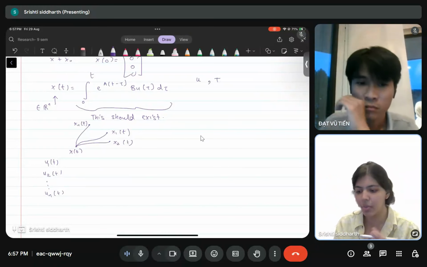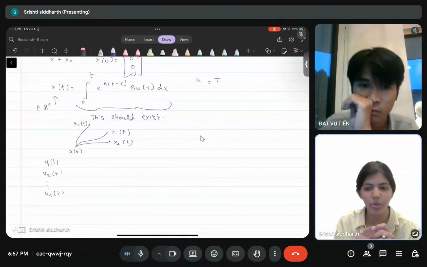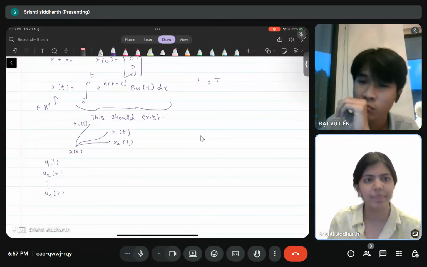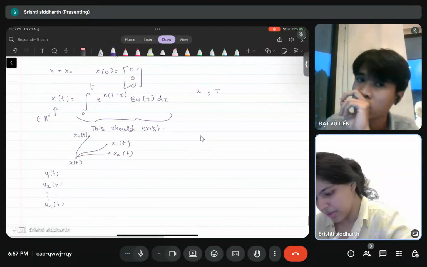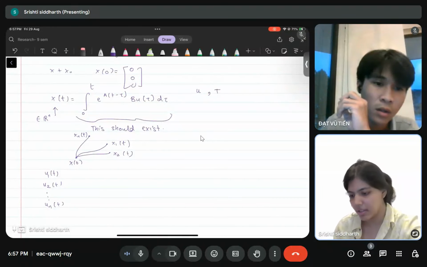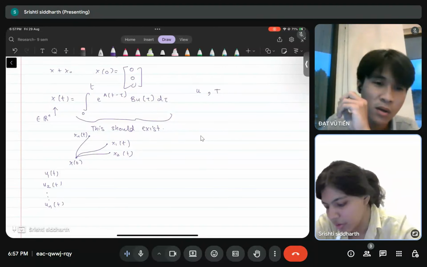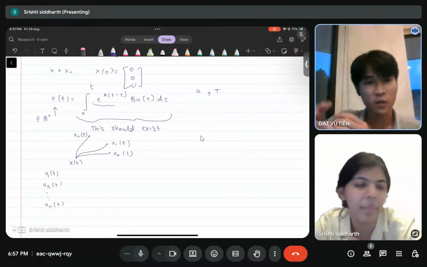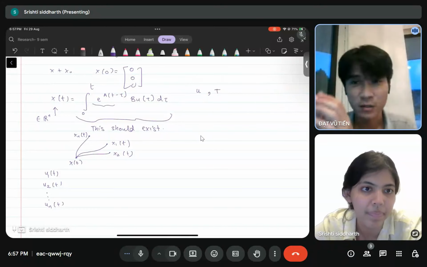And if you cannot, then it means the system is uncontrollable. It could be like you cannot go anywhere, or you could go to some states. That is partial controllability. So this should exist, right? This integral.